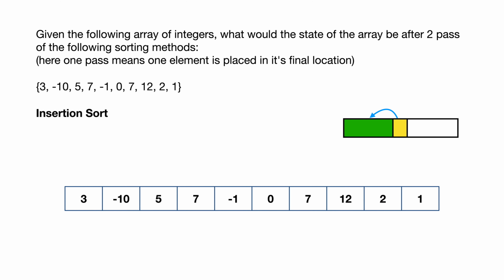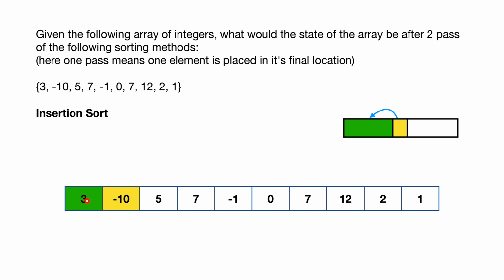So the first one is insertion sort, and it's a little weird as to what I mean by 2 passes. We know that an array of 1 element is already sorted. So we could say the first pass places 3 in the right place, or the first pass is the one that places -10 in the right place. And actually the solution is set up in a way that it doesn't matter which of those definitions you use. Like I said, an array of just a single element is always sorted.